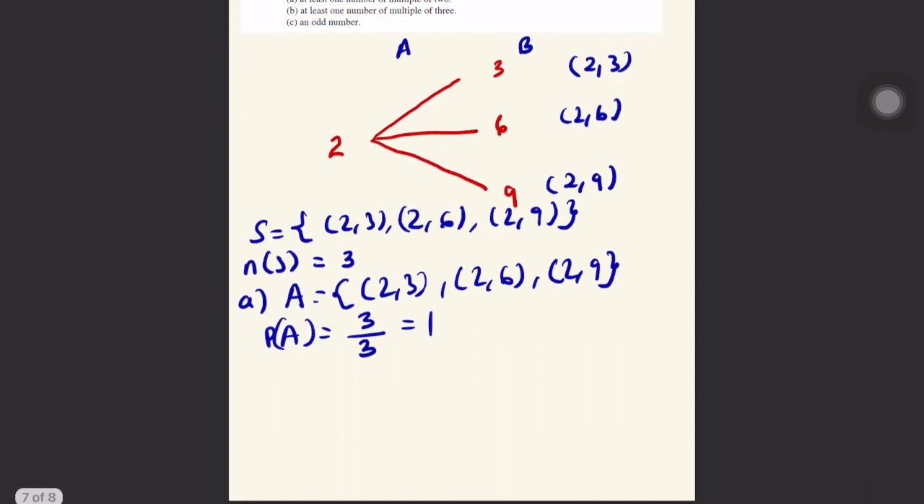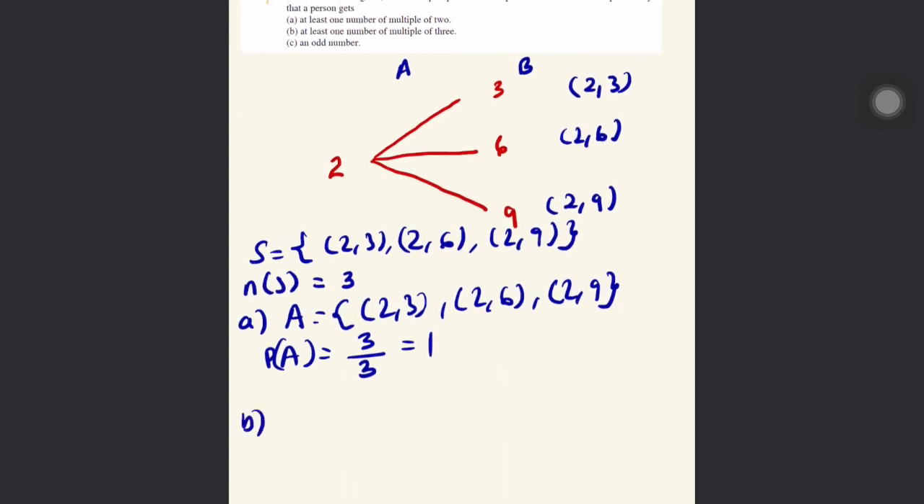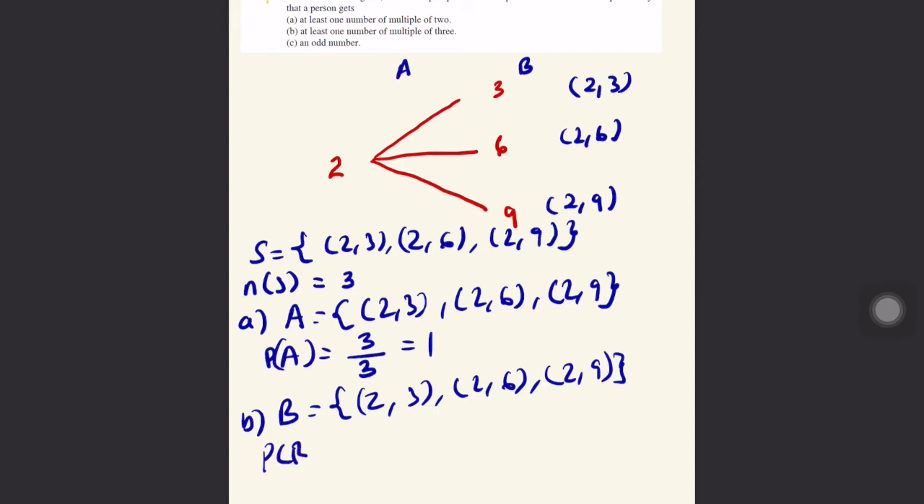Okay, next B. At least one number is a multiple of 3. This one has a multiple of 3, which is 3. This one has a multiple of 3, which is 6. This one has a multiple of 3, which is 9. So it's the same: 2, 3, 2, 6, 2, 9. So the probability of B is the same, 3 over 3 is equal to 1.